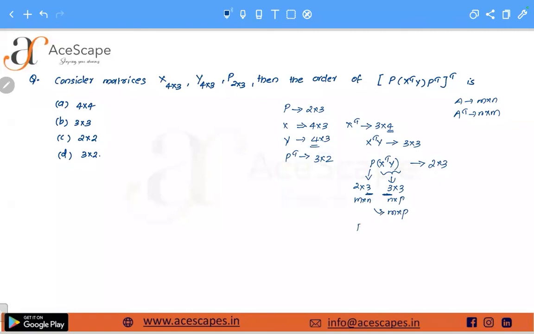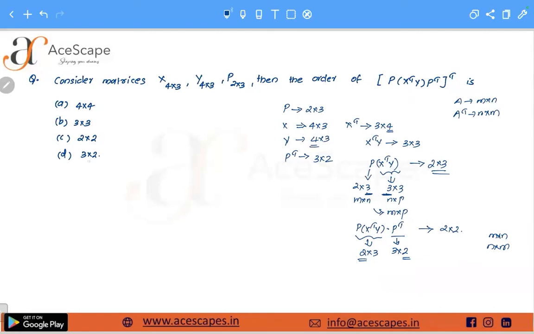So I multiply P into X transpose Y into P transpose. This one is a matrix of size 2 by 3, and P transpose is a matrix of size 3 by 2. The resulting matrix is of size 2 by 2. Now, what is the transpose of a 2 by 2 matrix? If it is an M by N matrix, the transpose will be N by M. If M and N are equal, the transpose of a 2 by 2 matrix will be a 2 by 2 matrix. So the answer will be 2 by 2. So option C is correct.